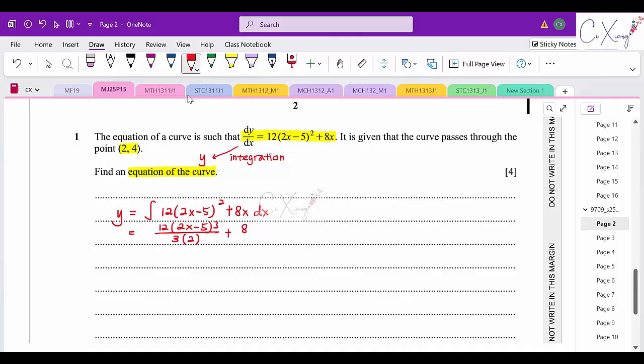Focus on the integration of x power 1. When you want to integrate x power 1, you take the power plus 1, it becomes 2, and you divide it by the new power 2. Then at last, don't forget about the constant term, which is plus c. Before I find the c, I try to simplify my equation first. I will be having this.